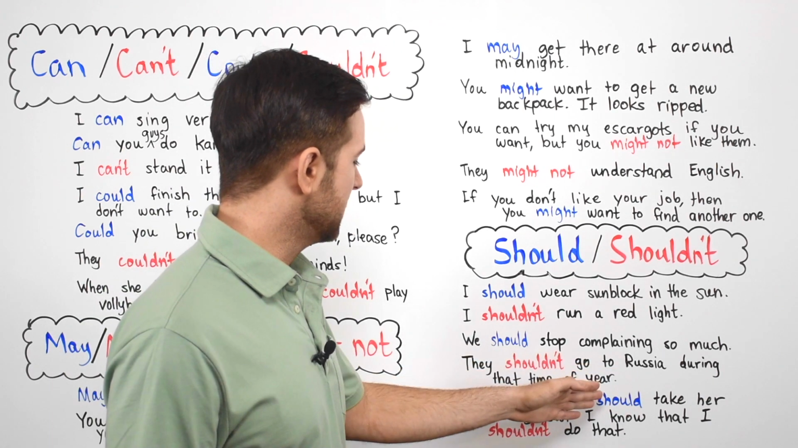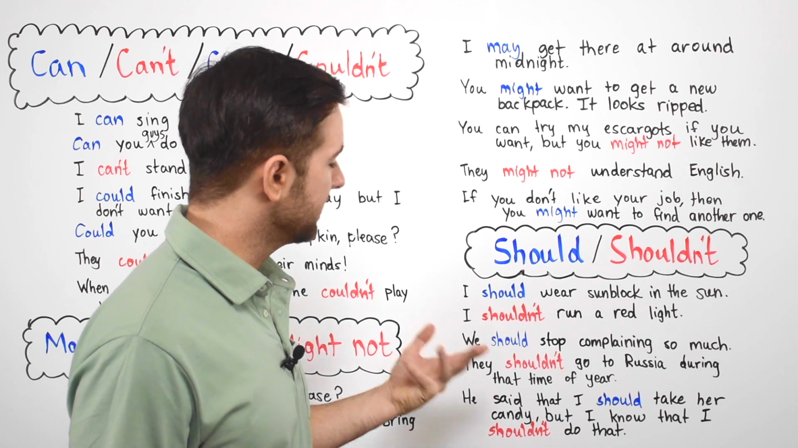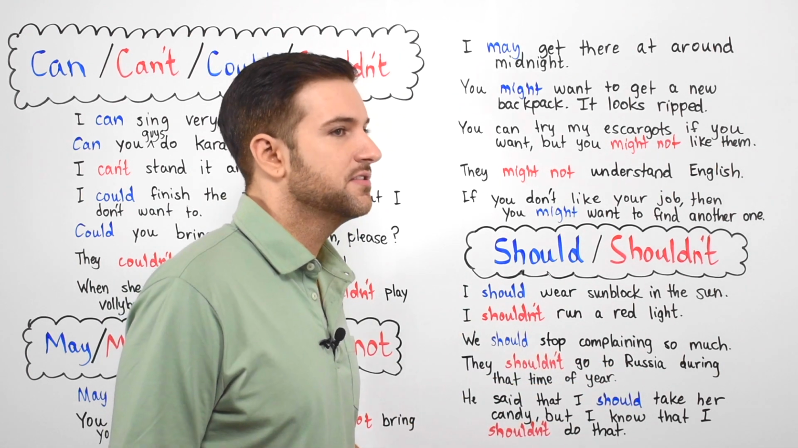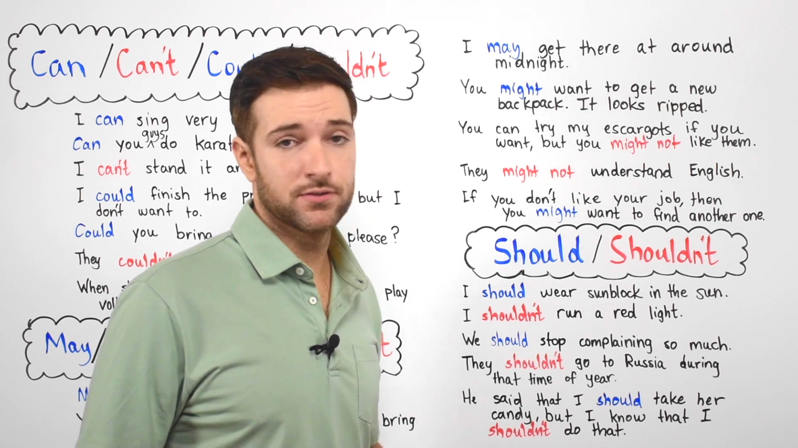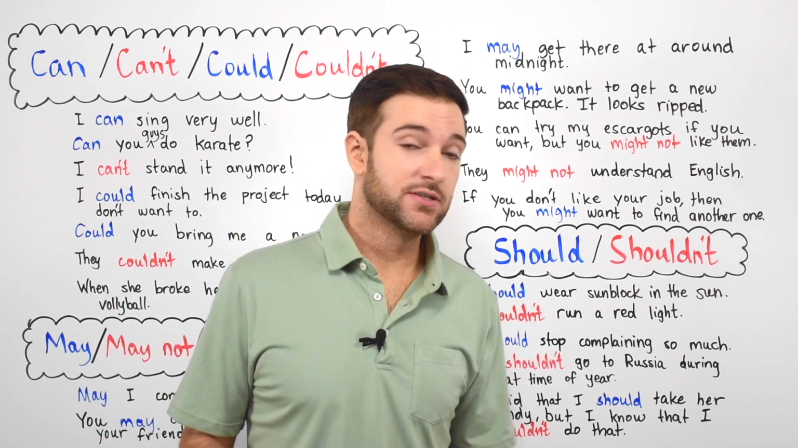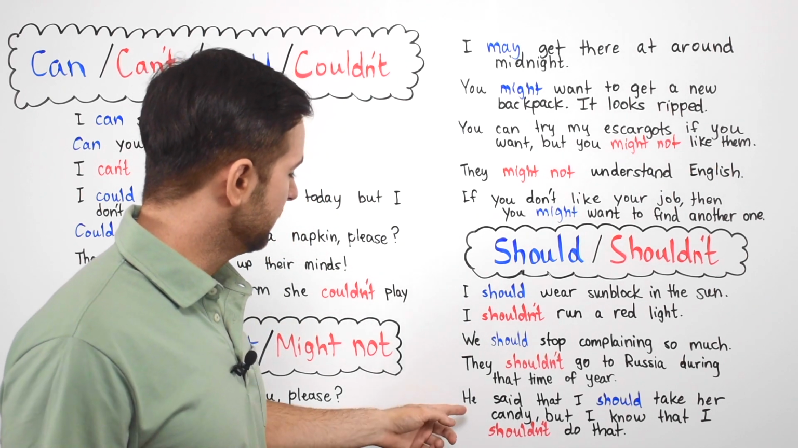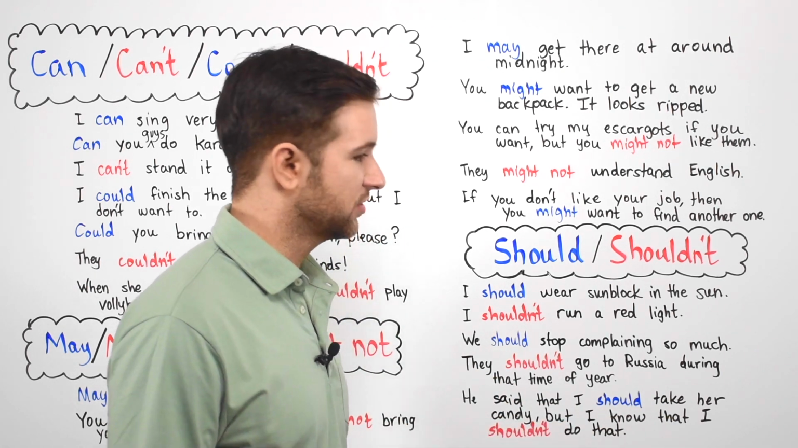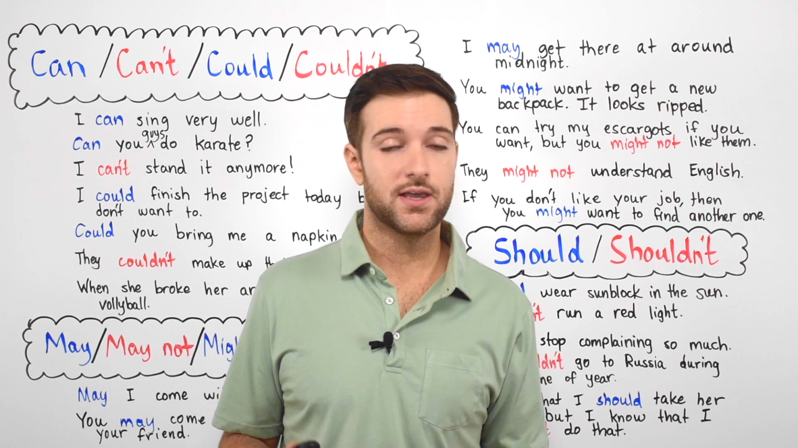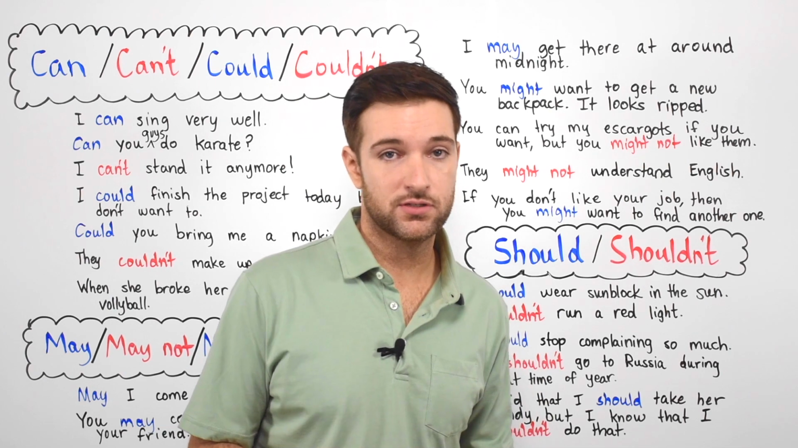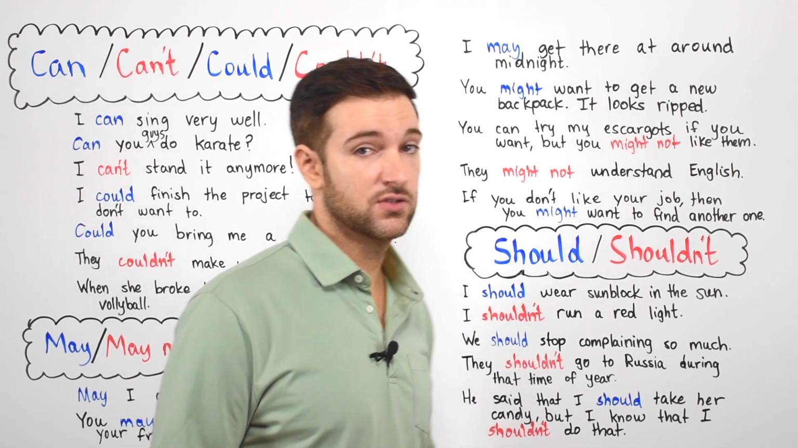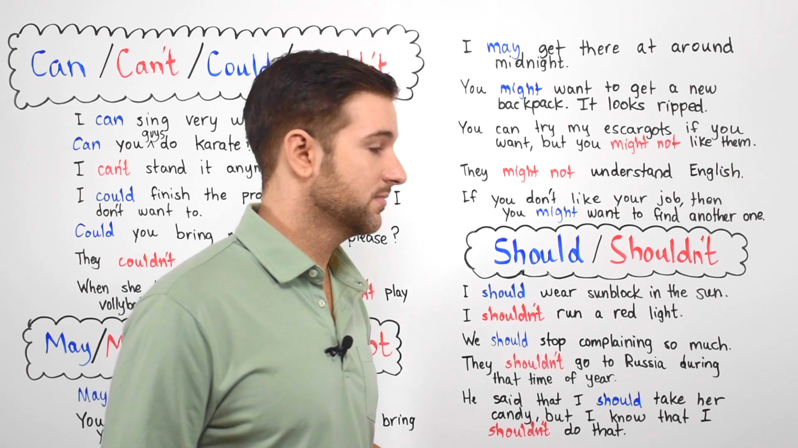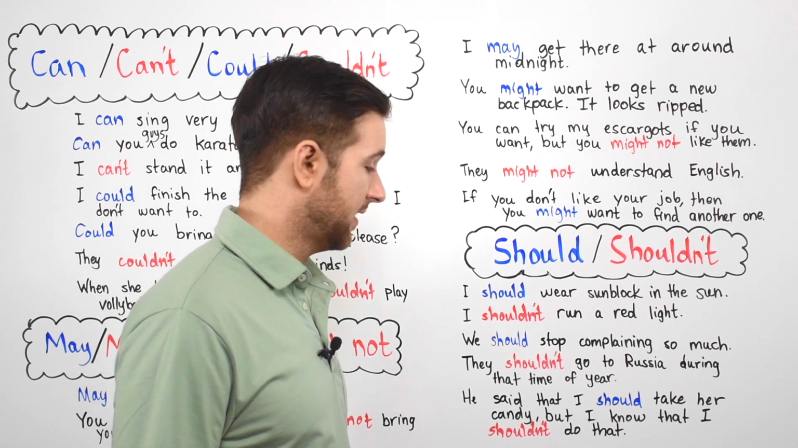They shouldn't go to Russia during that time of year. You're talking about what you think, your opinion. They should not go to Russia during that time of year because, why? Because maybe it's winter and it's very cold in Russia in the winter time, right? And then finally we have, he said that I should take her candy, but I know that I shouldn't do that. We're talking about something that is right and wrong. That's why we would use should and shouldn't. He said I should take her candy, meaning steal. You take something that is not yours, it doesn't belong to you. But I know that I shouldn't do that.